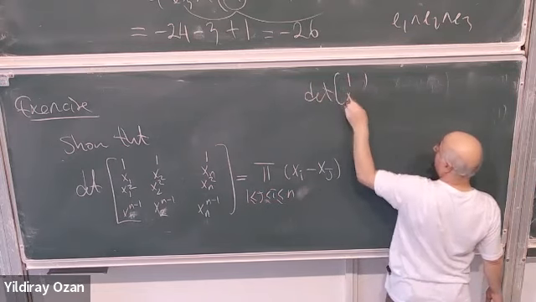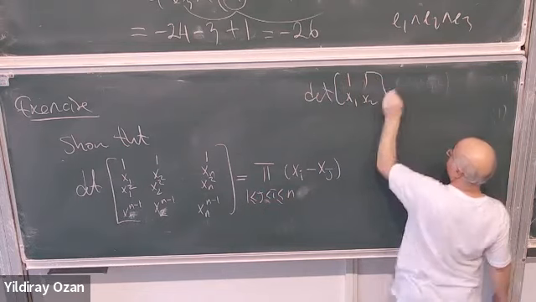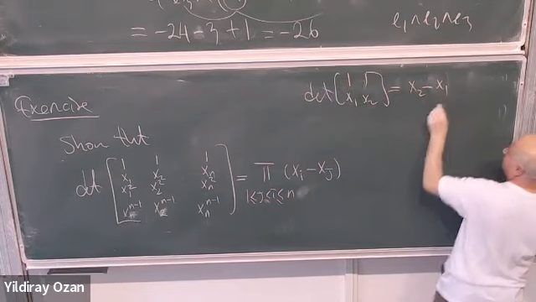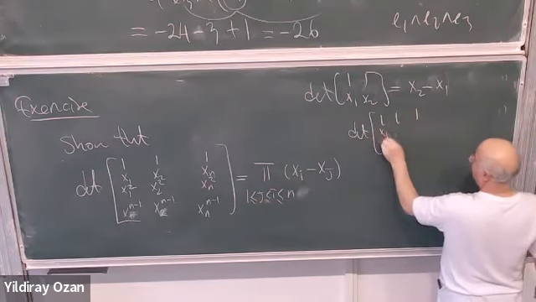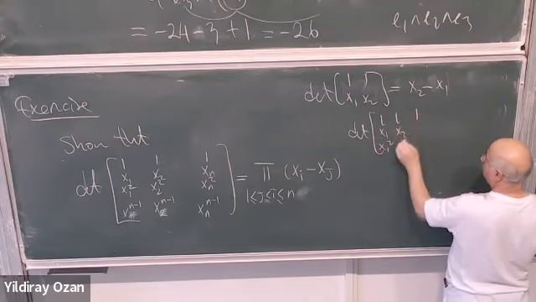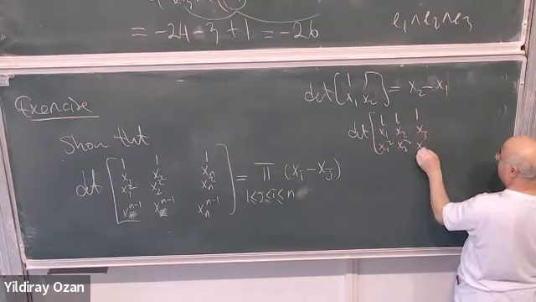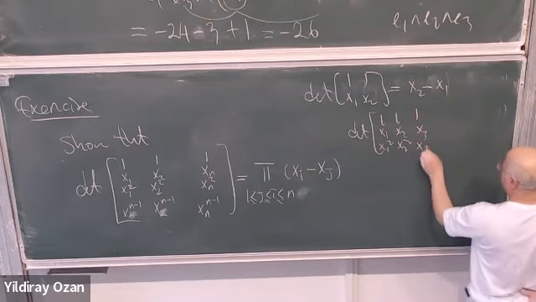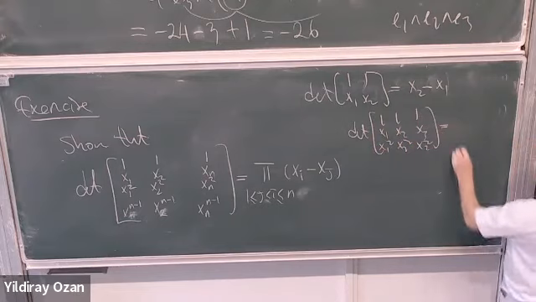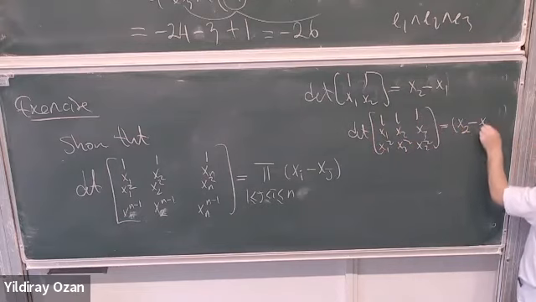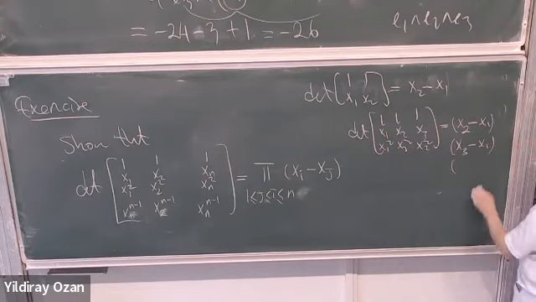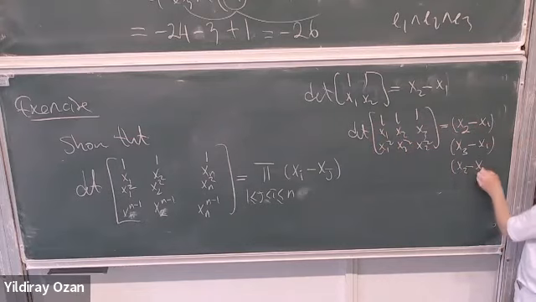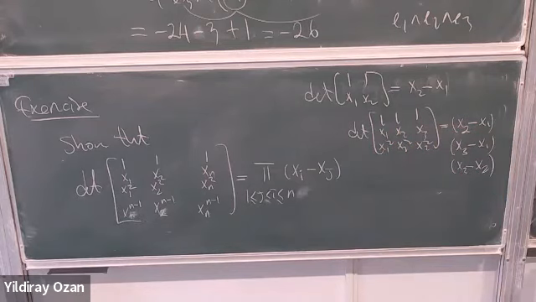Determinant of this, for the 3 by 3 case with rows 1, x1, x1 squared, 1, x2, x2 squared, 1, x3, x3 squared, this is just x2 minus x1 times x3 minus x1 times x3 minus x2. Okay.